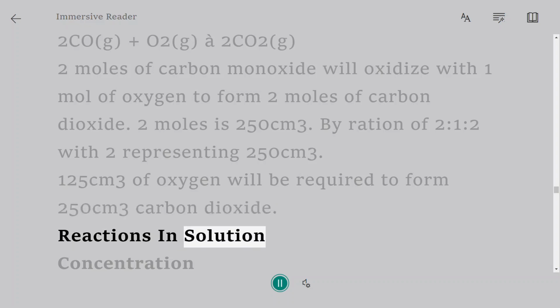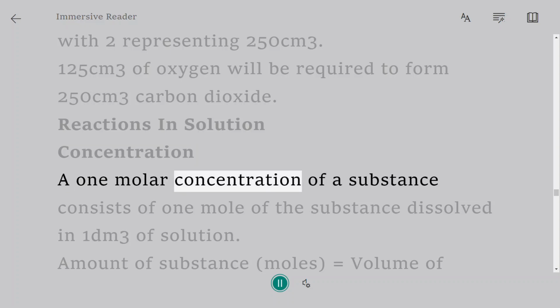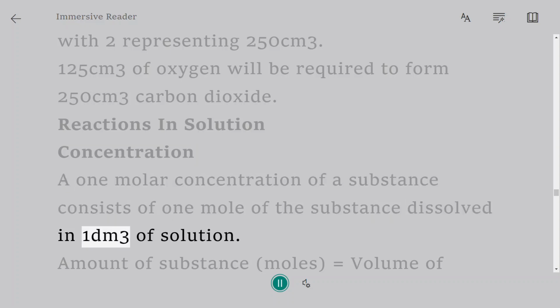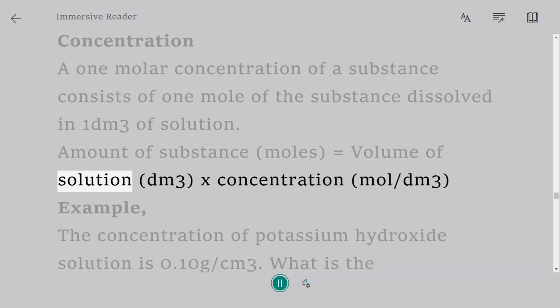Reactions in solution. Concentration. A 1 molar concentration of a substance consists of 1 mole of the substance dissolved in 1 dm3 of solution. Amount of substance, in moles, equals volume of solution, in dm3, times concentration, in mole/dm3.